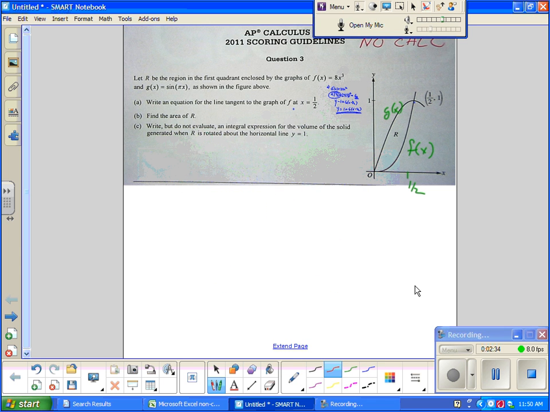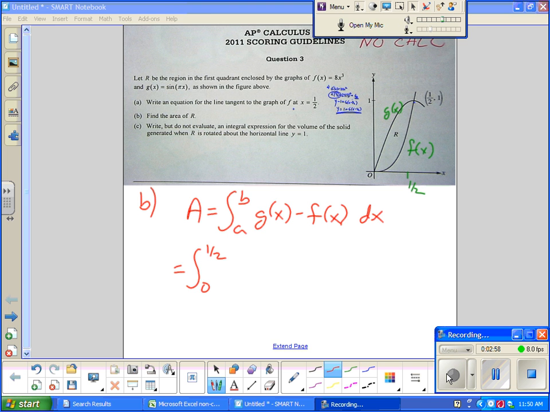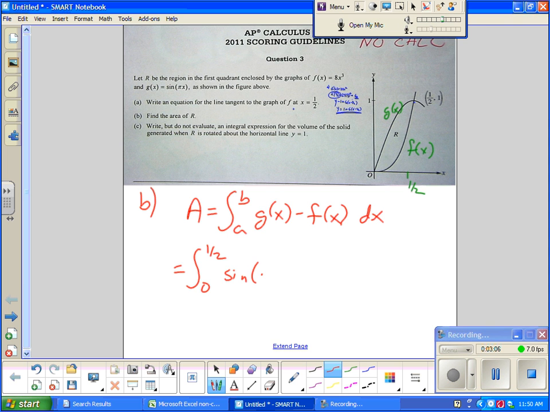We'll go to a different pen color. Find the area of R. All right. Area between the curves is just the integral of the function from a to b. In this case, it'll be g of x minus f of x, right? Top curve minus the bottom curve. Now, the integral of this without a calculator is a little bit of a challenge. You don't have to, but you could start with the integral from 0 to a half. I would write sine of pi x minus 8x cubed dx.